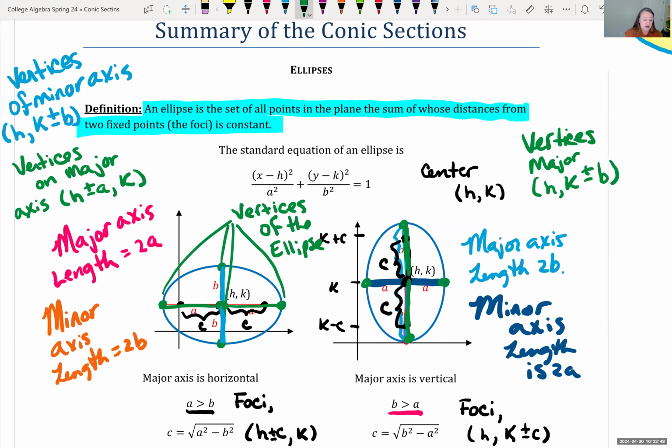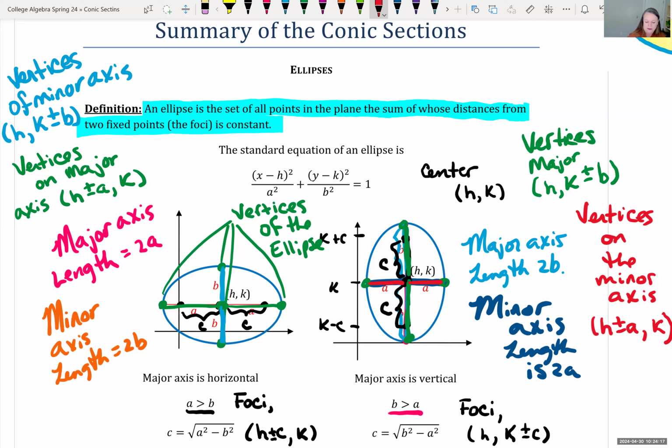And the vertices on the minor axis, so I'm going to the left or to the right B. So that's affecting my X value, H plus or minus A, comma, K. So as long as we know what the center is, and we know the length of our major axis and minor axis, we can get a picture of this ellipse really well.